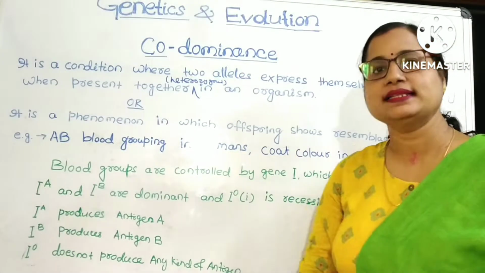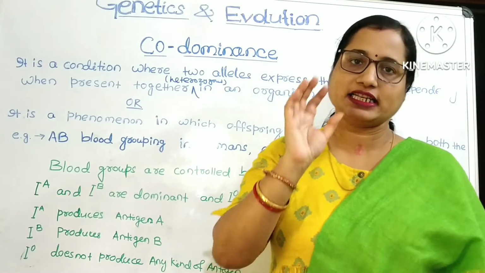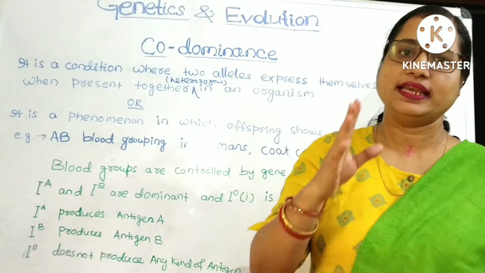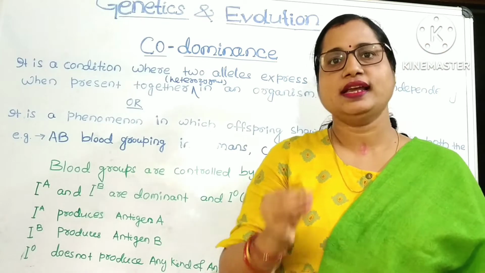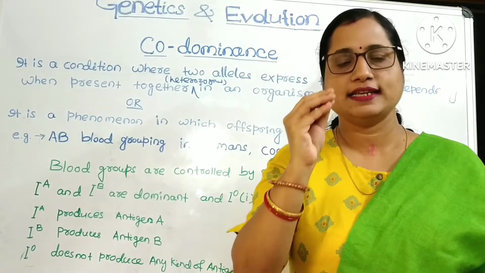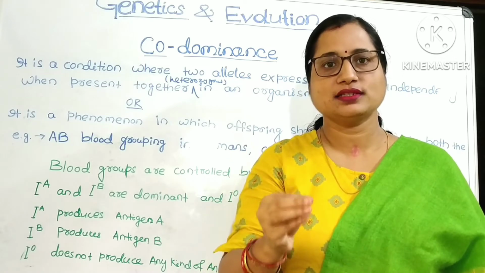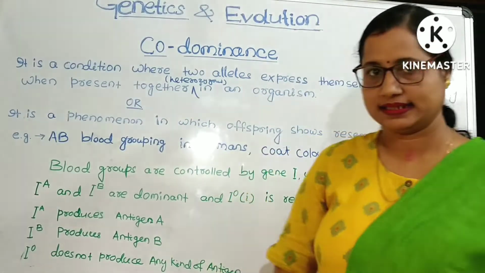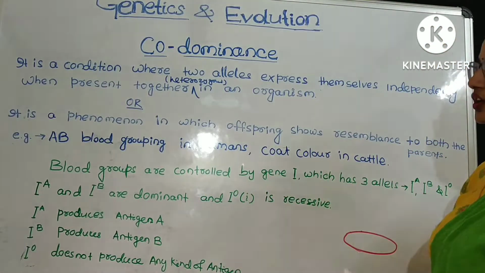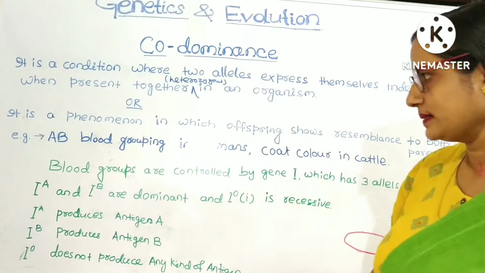Codominance is a condition where both alleles express themselves independently when present together in a heterozygous condition in an organism. Or in other words, codominance is a phenomenon where the F1 progeny show resemblance to both the parents. Example, AB blood grouping in humans and coat color in cattle. Let's see AB blood grouping in humans.